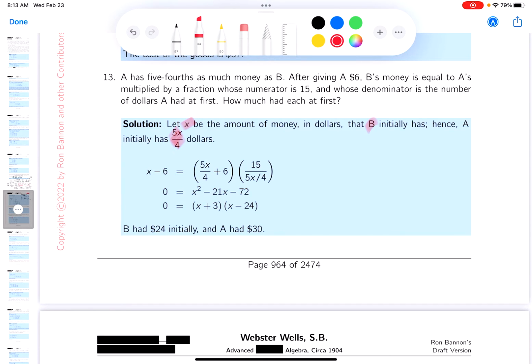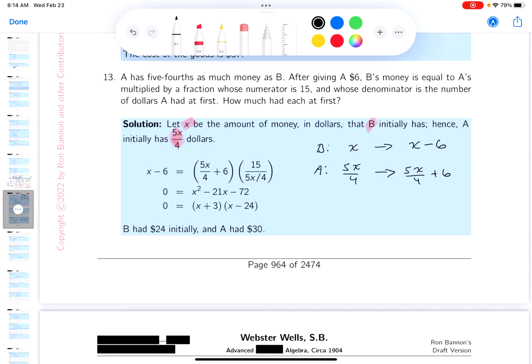giving A $6, so I want to point out what's happening here, and I'll summarize it for you. There's B. Initially, B has x, and initially, A has 5x/4. That's initially. All right. Then something happens. Let's read that again. After giving A $6, so what does that mean? A has 5x/4 plus 6. But how much does B have? Well, he just gave $6, so it's got to be x minus 6.